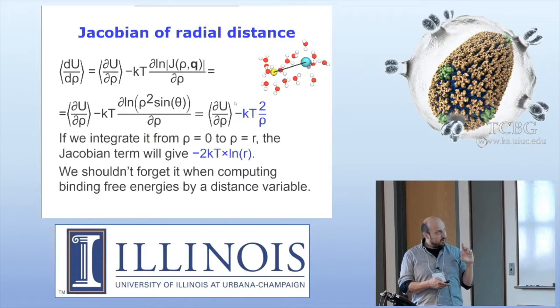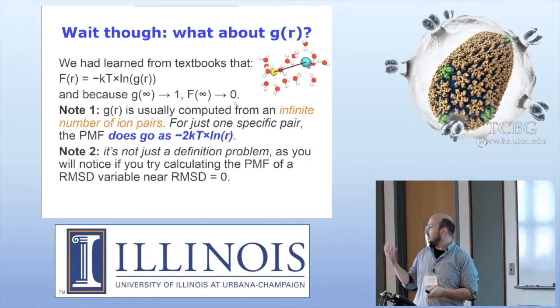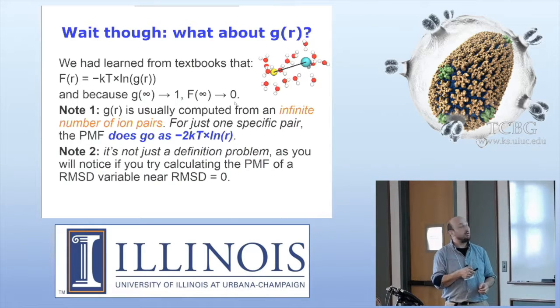And now there's a problem. Because we have defined a potential of mean force from statistical thermodynamics as the logarithm of the radial distribution function, the g of r. And we know that the g of r tends to 1 for large distances, and so the free energy, as a logarithm of it, should tend to 0. So if you take the logarithm of the g of r for large distances, you should have a 0 free energy.